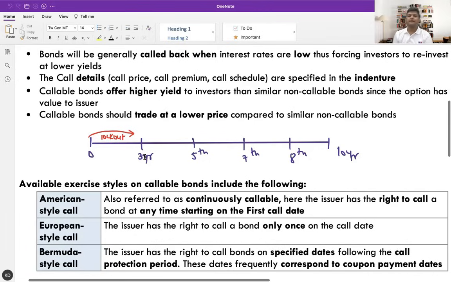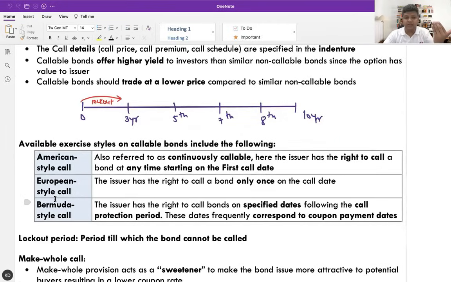Now, of course, there is a lockout period of 3 years here, and when the bond will be called back, all this is specified very clearly in the indenture. So you don't have to be worried about that. Correct? So the lockout period here, in the example, is 3 years. For the first 3 years, it will not be called back. But after 3 years, the issuer can call back the bond when the issuer feels like. Is that clear? Now, when exactly will the issuer call back? For that, you have to see the exercising options. That option can be American, European, or Bermuda style. What is American, European, and Bermuda style option? I'll go one by one.